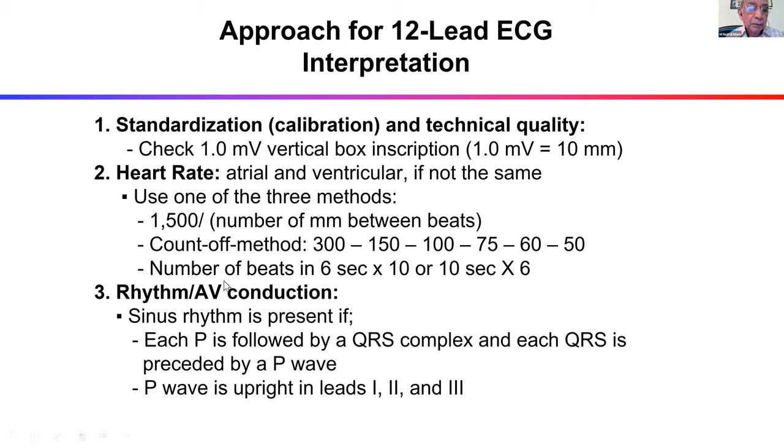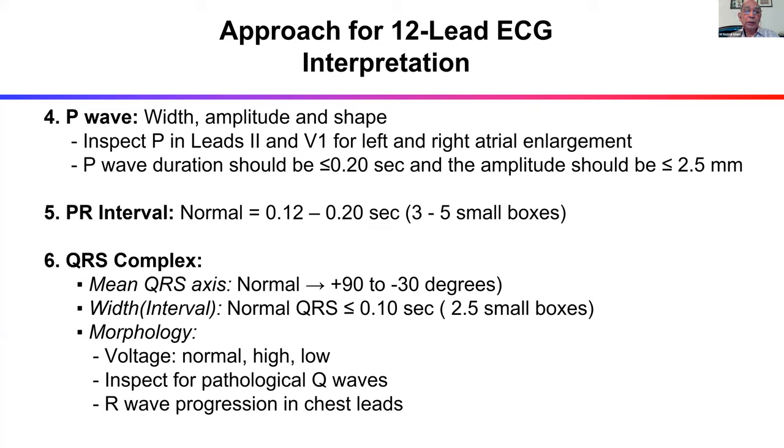And then you go for the rhythm and conduction, whether there is a sinus rhythm or there are conduction abnormalities, whether each P wave is followed by a QRS complex, and so on. And whether the P morphology is the same in the leads or different for that particular lead. Each and every lead has a specific type of P morphology or QRS morphology. If it deviates from that, we may think something is abnormal. And then we go for the P wave, of course its height, width and duration. The PR interval should be measured. And the more important is the QRS complex.